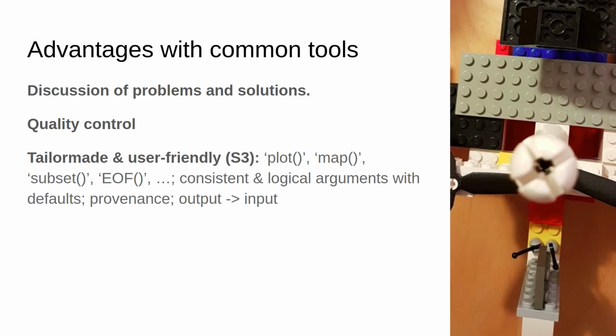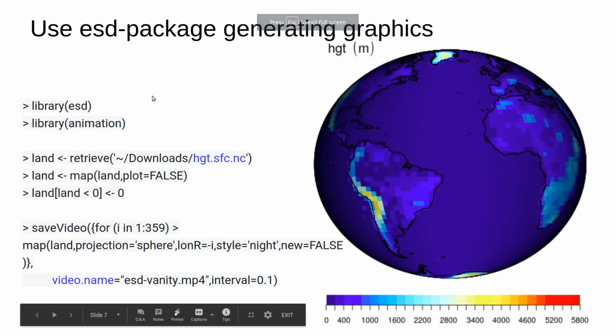So we try to make these functions consistent, and also with logical arguments, and also have the defaults. And then once you do the analysis, it will actually add a stamp in the metadata, with provenance, and then you can carry on and do different types of analysis. So the output from one function can be used as input for the other function. That's the Lego type of idea.